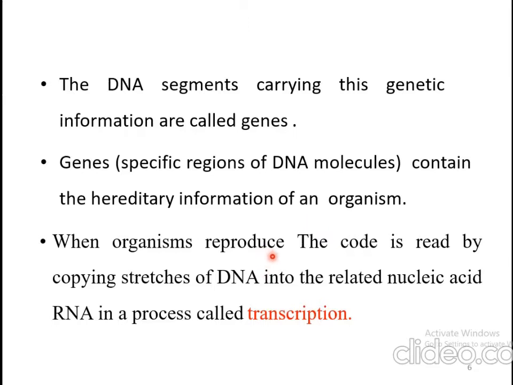When an organism reproduces, the code is read by the copying structures of DNA into the related nucleic acid RNA in a process known as transcription. Dear students, the genetic materials DNA and RNA, along with the distribution of genetic material, also perform the function of transcription and replication. Transcription is the copying of DNA into RNA. When an organism reproduces, the code is read by the copying structures of DNA.